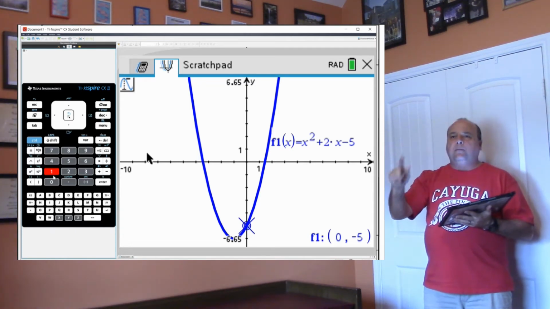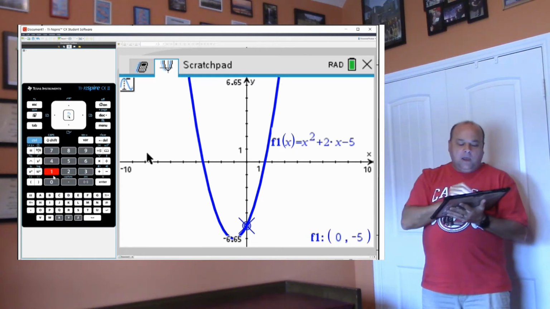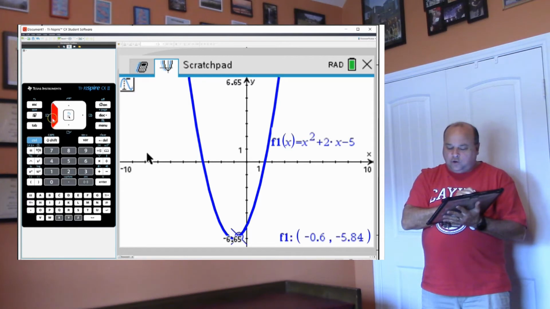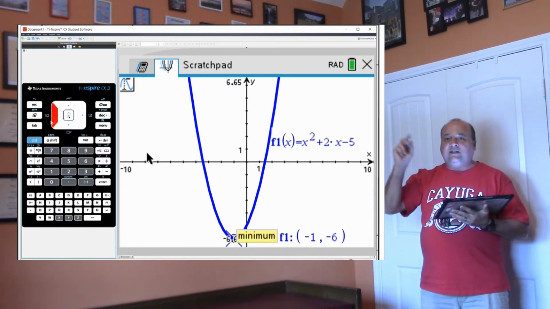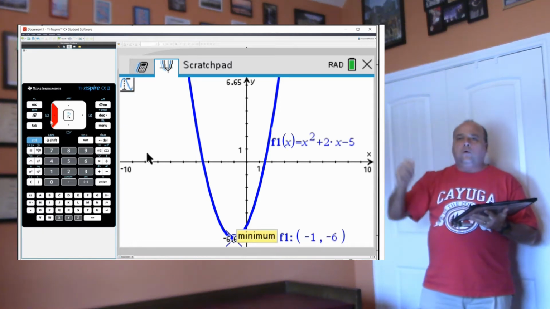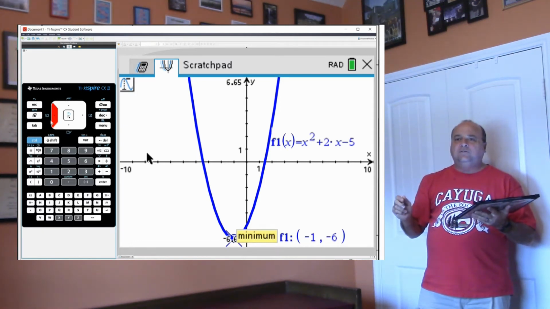We want to get to the bottom point or the top point. So I'm going to hit the left arrow button, and notice when I get to the bottom, it's going to say something special. It says minimum, and we're going to talk about that in a minute. Look to the right, the ordered pair is -1, -6.